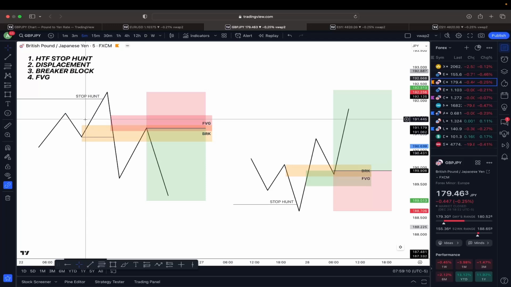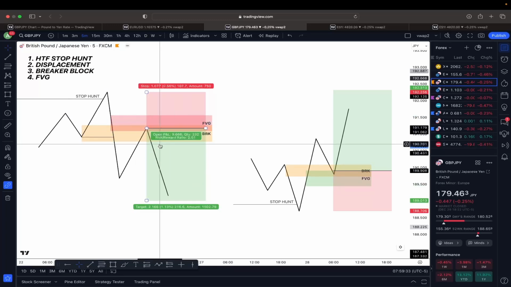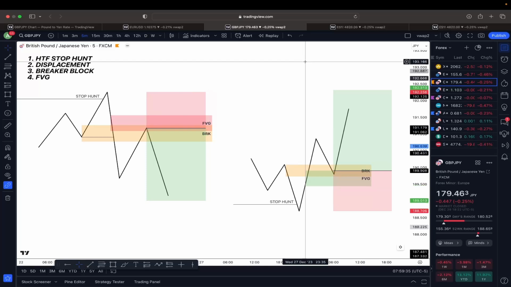I'm not going to cover breaker blocks and fair value gaps in this video, but there's lots of other videos out there on the topic, or you can come into my Discord. There's free PDFs on all of the simple concepts. So we have our breaker block here, our failed order block, and we also have our fair value gap. Our fair value gap's aligned with this breaker block. There's an overlap here, and we use that overlap to enter on the retracement.